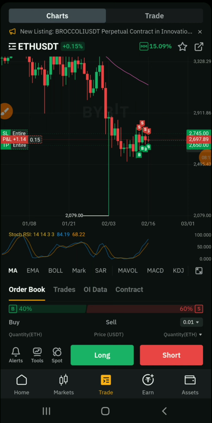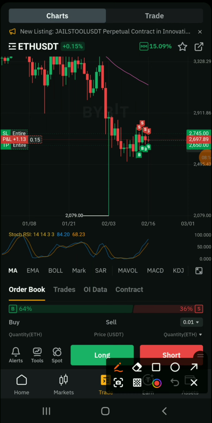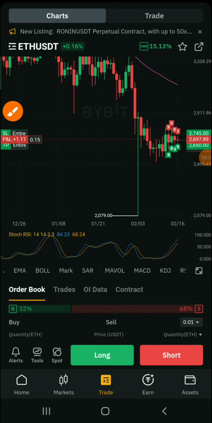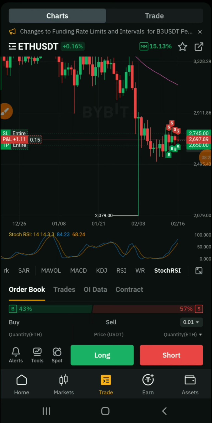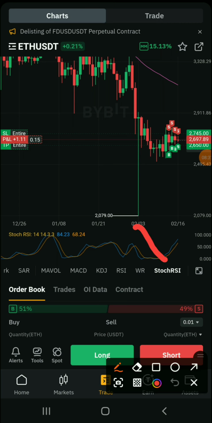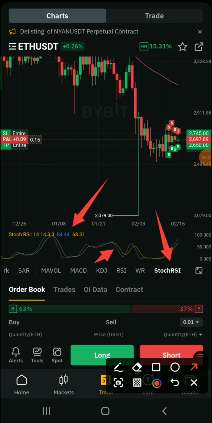All you have to do is to toggle off your moving average because we are done with it. It has finished its job. The next thing is to toggle on the Bollinger Band and then go to the remaining indicators, just slide left a bit and then toggle on the stochastic RSI. Mine is already turned on, and this is the stochastic RSI. These are the lines that come with the stochastic RSI.